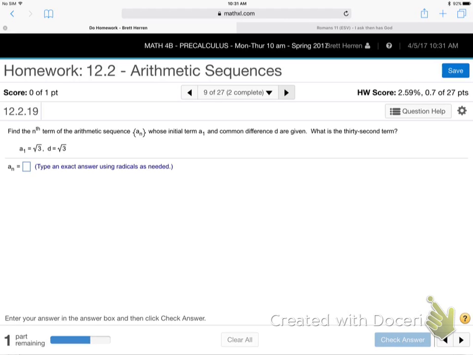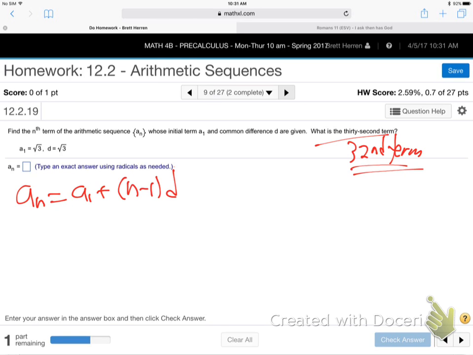A1 is root 3, d is root 3. So use the same setup. A sub n is A1 plus n minus 1 d. And they want the 32nd term. And they want an exact answer, so they don't want any decimals, they just want a root kind of answer.